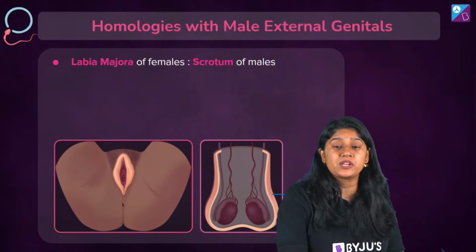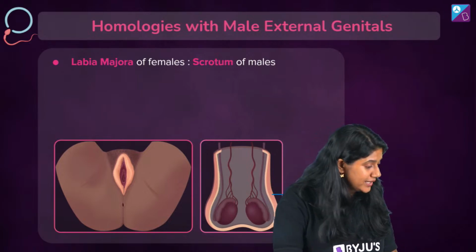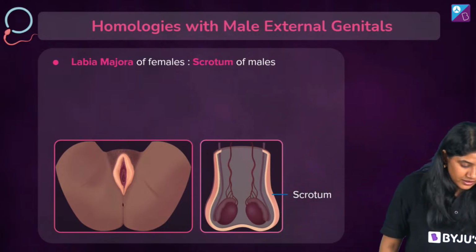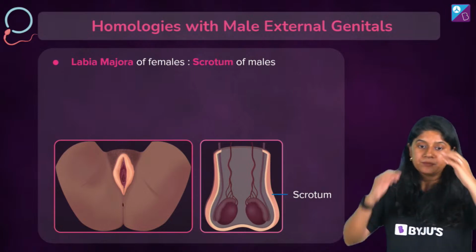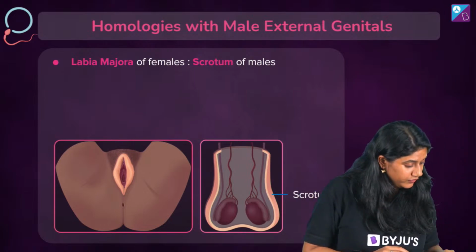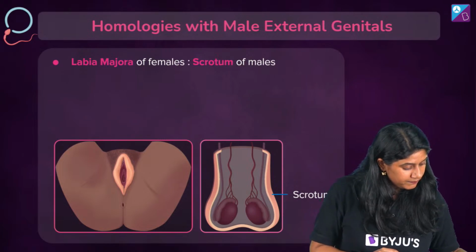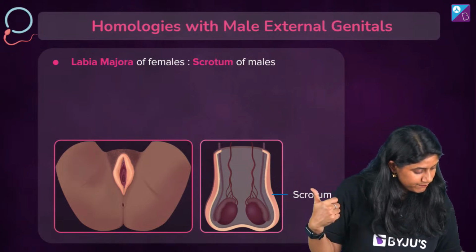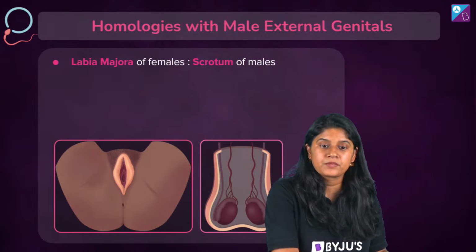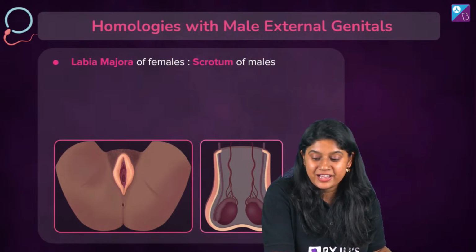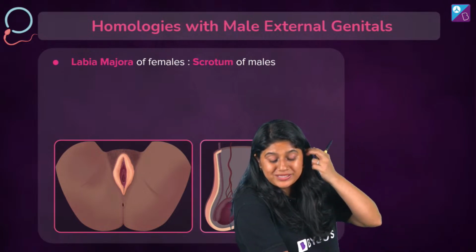Anyone, can you quickly write what is the meaning of a homologous organ? Quickly, everyone. Yes, quickly. Very good, very good. Yes, everyone. So, do write the answer in the comment section below.